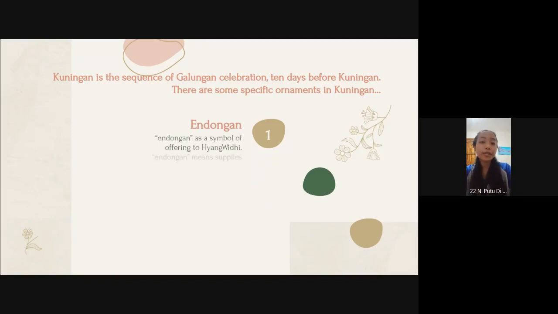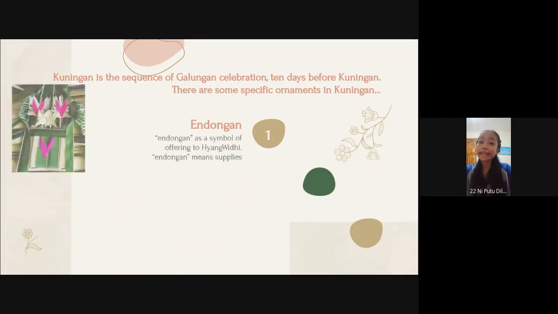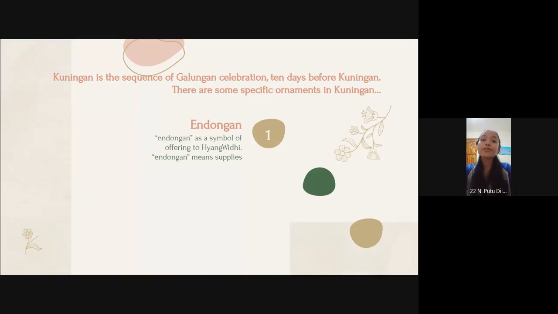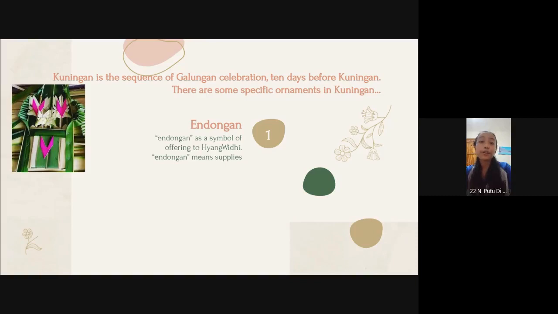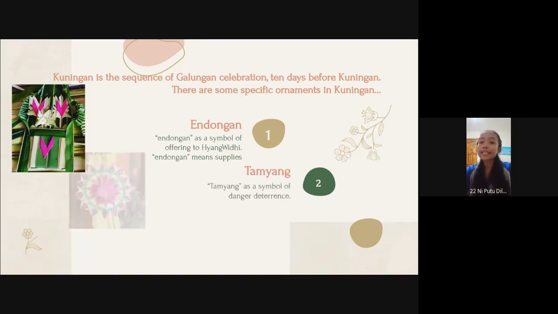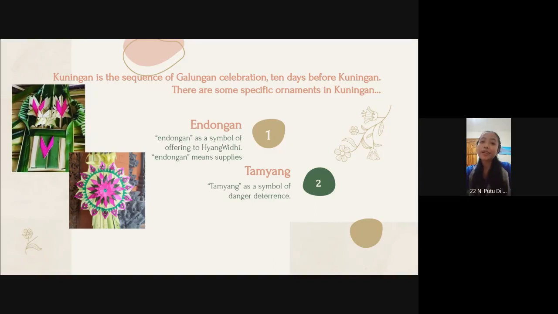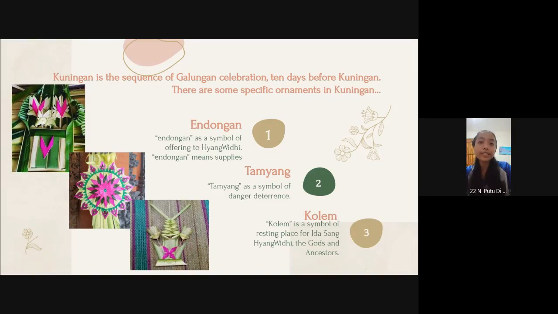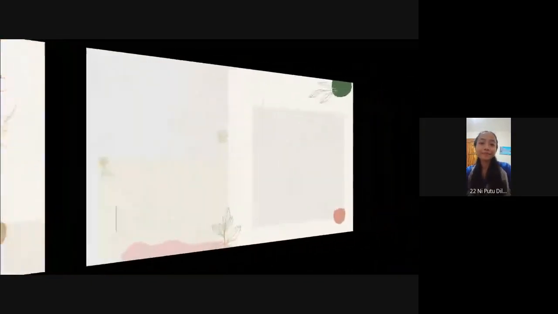Yes, Kuningan is the sequence of Galungan celebrations, which is 10 days before Kuningan. There are also some specific ornaments in Kuningan. The first one is Endongan. Endongan is a symbol of offering to Sang Hyang Widhi. Endongan also means rice. And the second is Tamyang. Tamyang is a symbol of defense. And the last one is Kolom. Kolom is a symbol of resting place for Ida Sang Hyang Widhi, the gods, and also the ancestors.